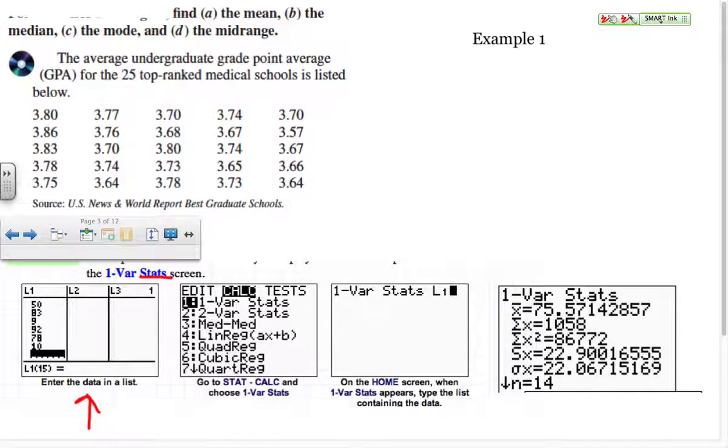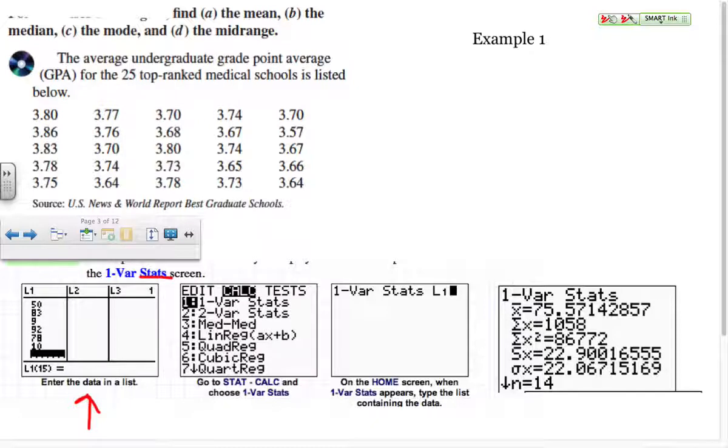If it's not reset and yours says L2, L3, L4, or it says L1 and then L3, that's okay. We can work with that. You can still do it. It's not going to hurt much. We're going to assume right now that your graphing calculators are in the right order. So in L1, we're going to put all of the data into list 1.